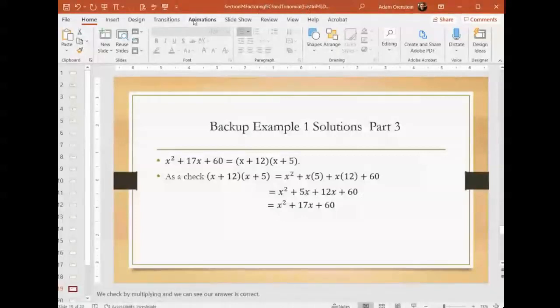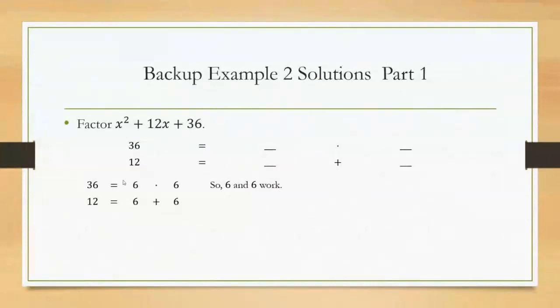Okay, all right, let's do another one. So for this one, we have x squared plus 12x plus 36. And so now we want two numbers whose product is 36 and the sum is 12. Hopefully it's easy to see, because it's on the slide. But even if it wasn't on the slide, hopefully you can find the numbers. It turns out it would be 6 and 6, right?